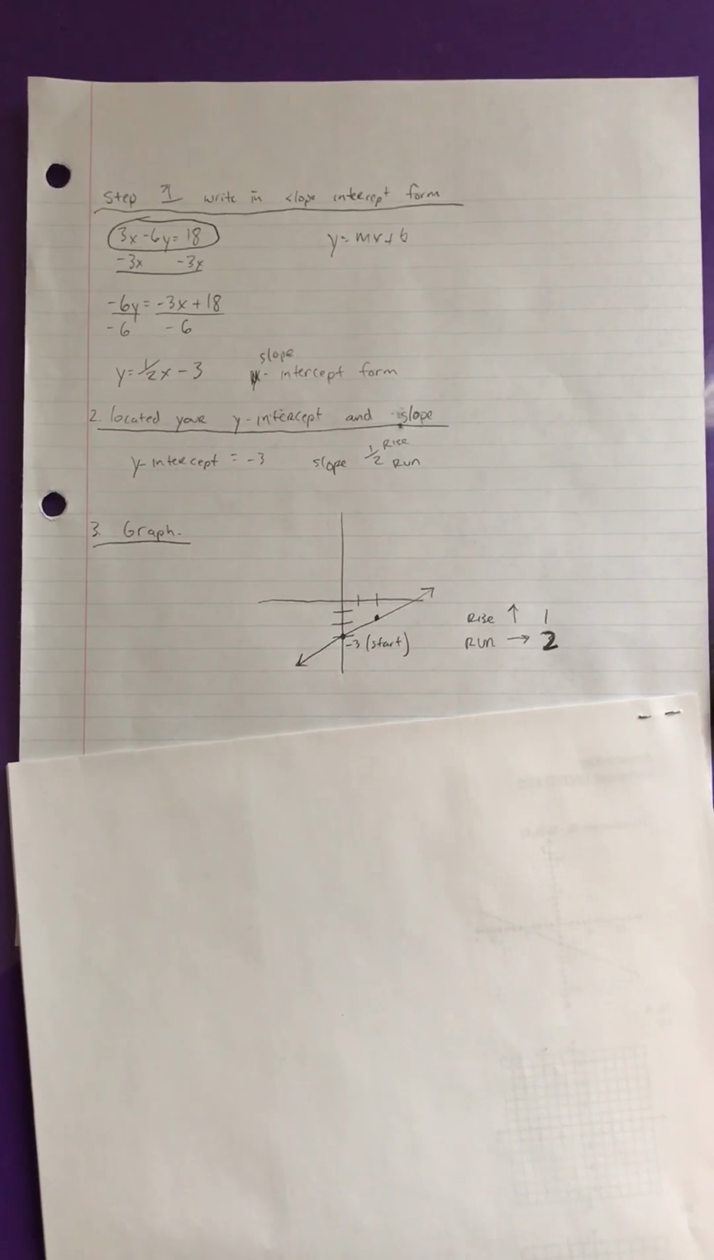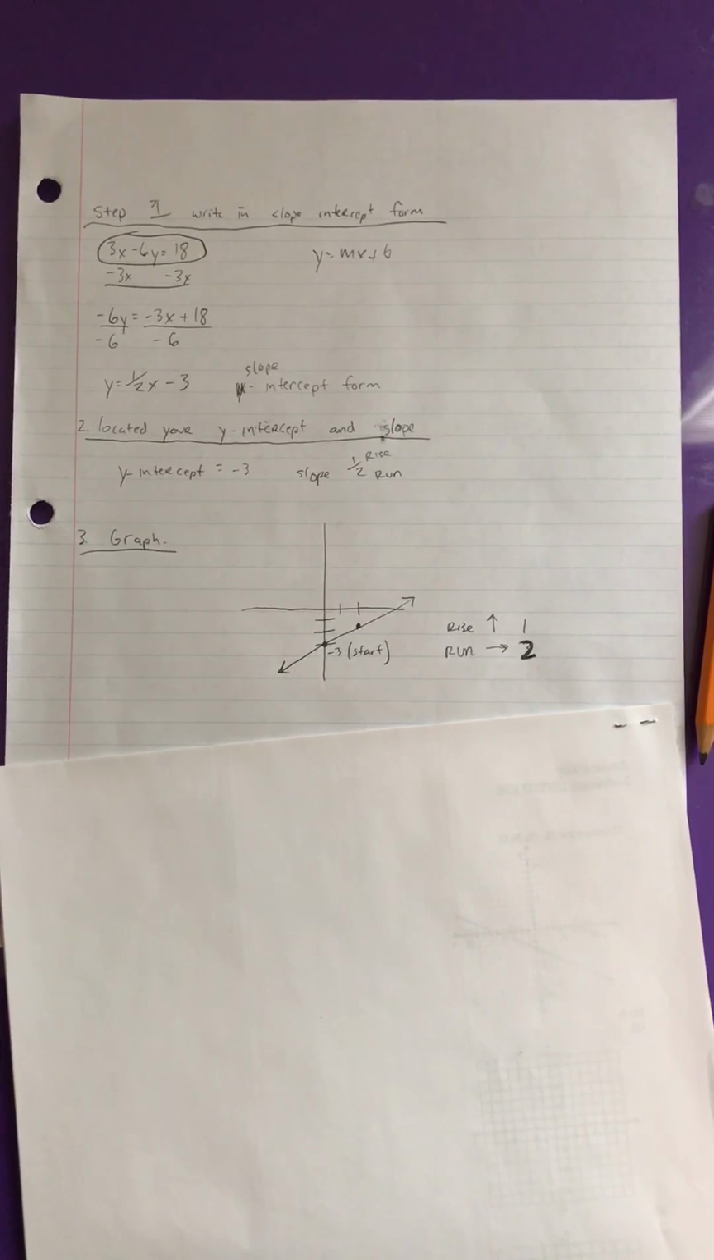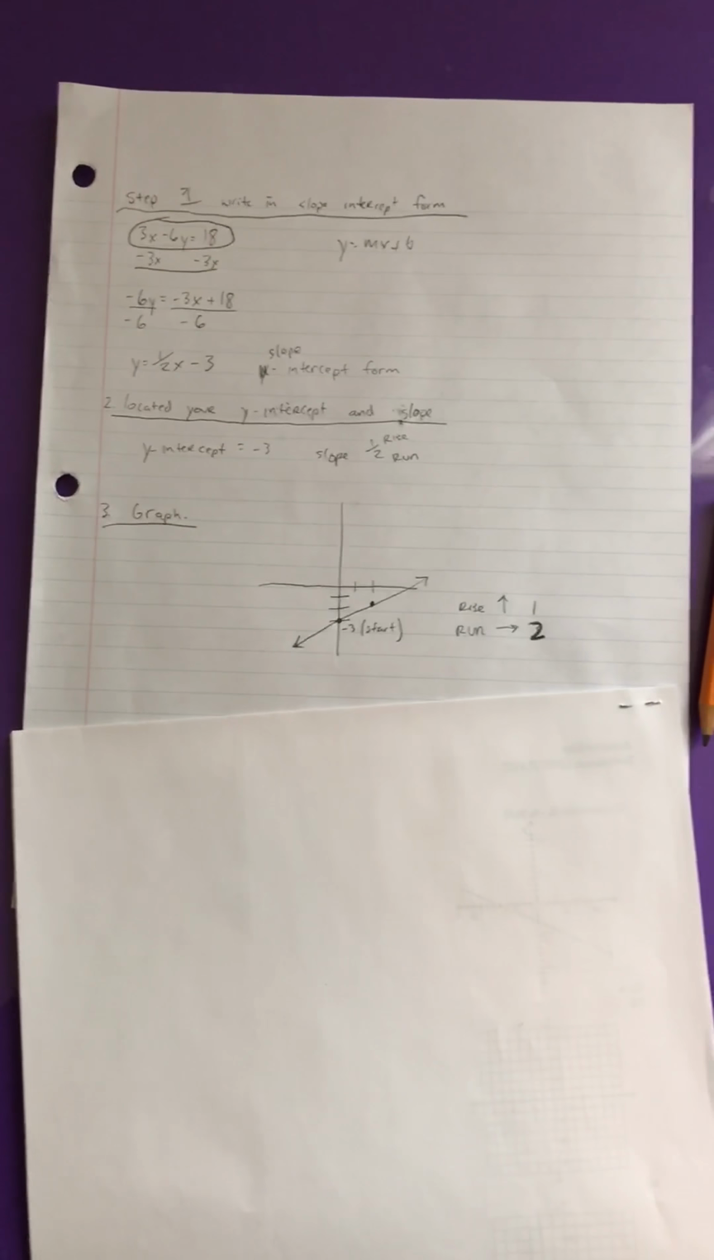Okay, so 1 over 2. So then I would rise up 1 and then over 2. And that would be the way you would graph that. Sorry about this, it keeps coming in and out a little bit.